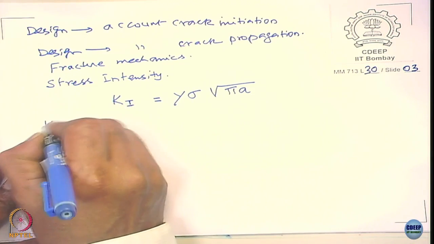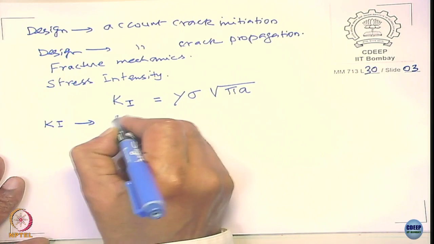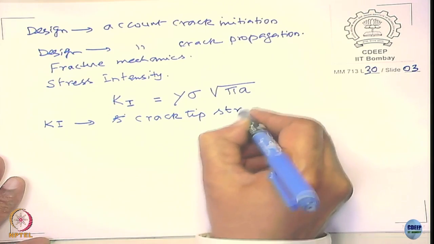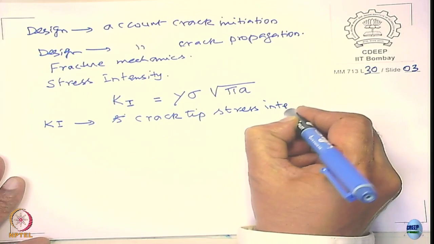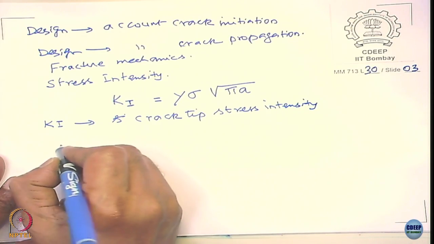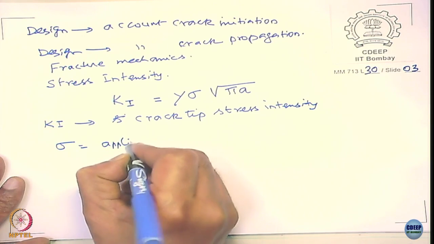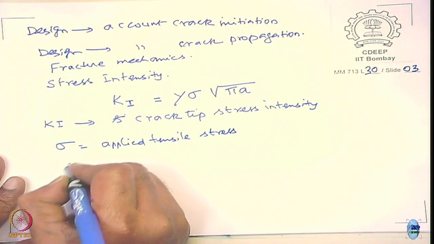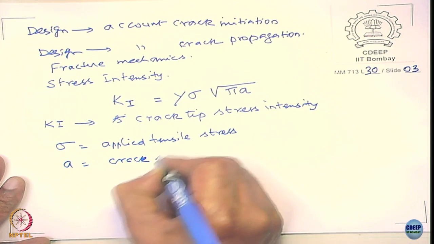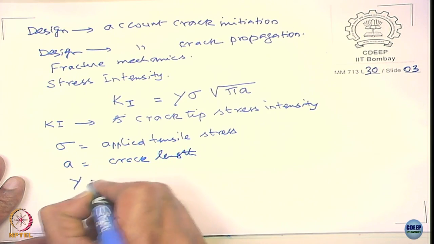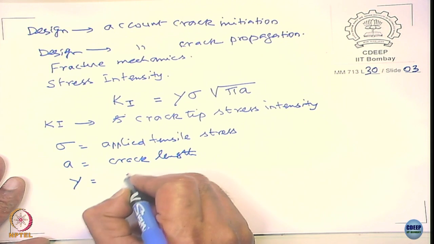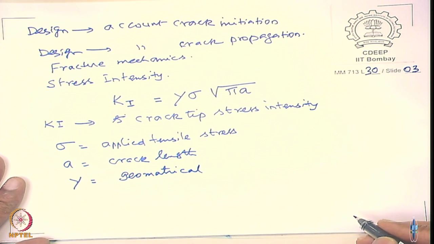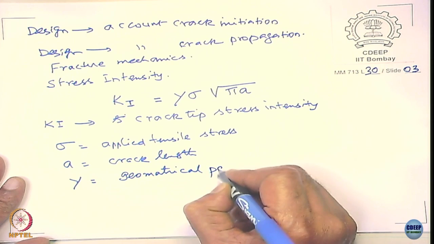And K1 corresponds to crack tip stress intensity, and sigma corresponds to applied tensile stress, and a corresponds to crack length, and Y is a complex factor. Anybody recollects? It depends upon the geometrical factors, okay. It depends upon the geometrical, you see, it is a geometrical parameter.